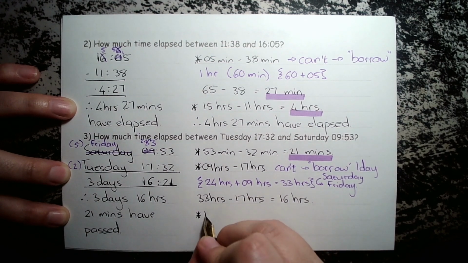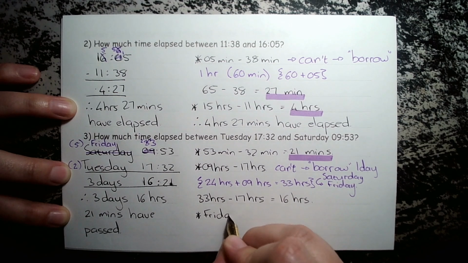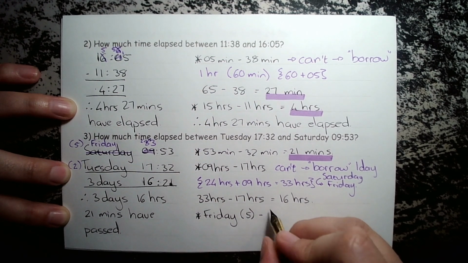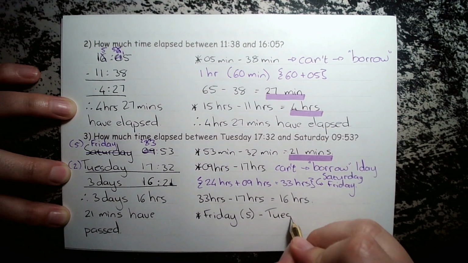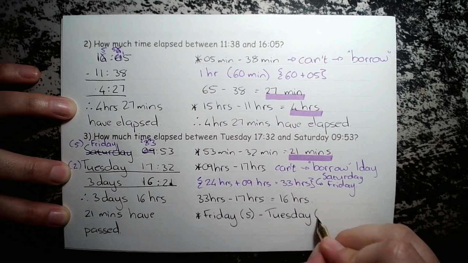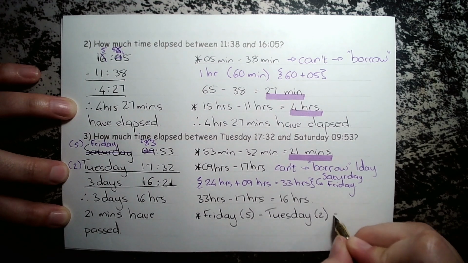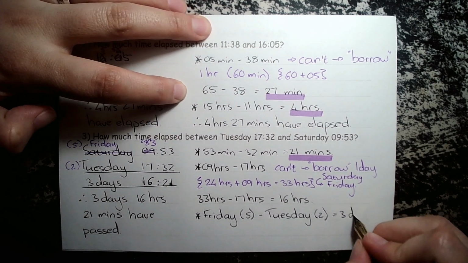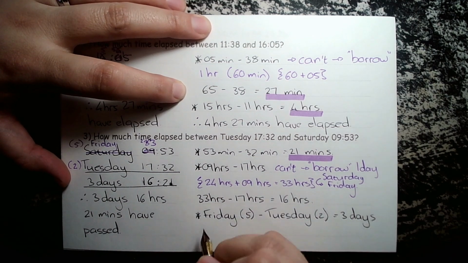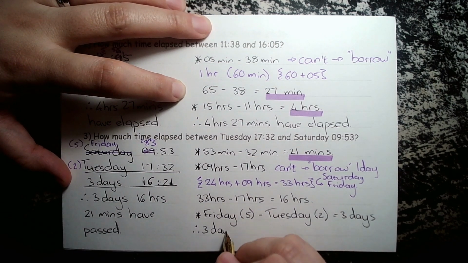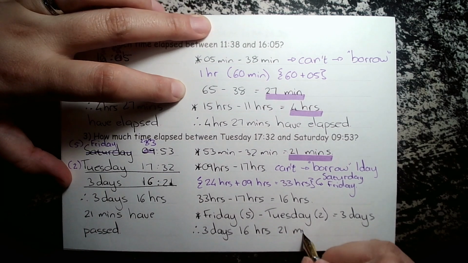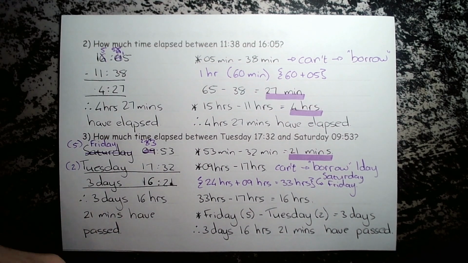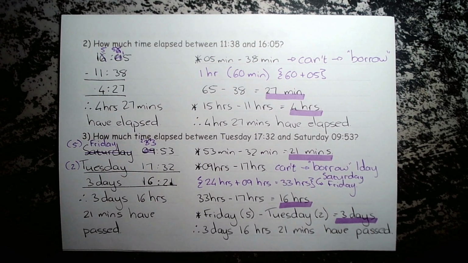Lastly, our days: Friday, which is the 5th day of the week, minus Tuesday, which is the 2nd day of the week, gives us 3 days. Therefore, 3 days, 16 hours, and 21 minutes have passed.